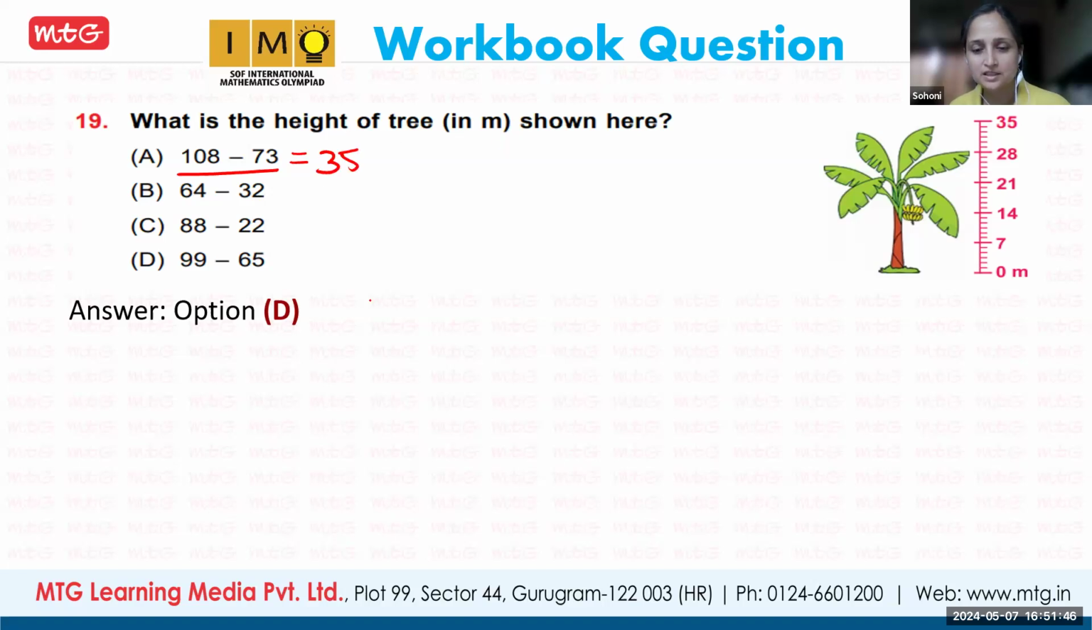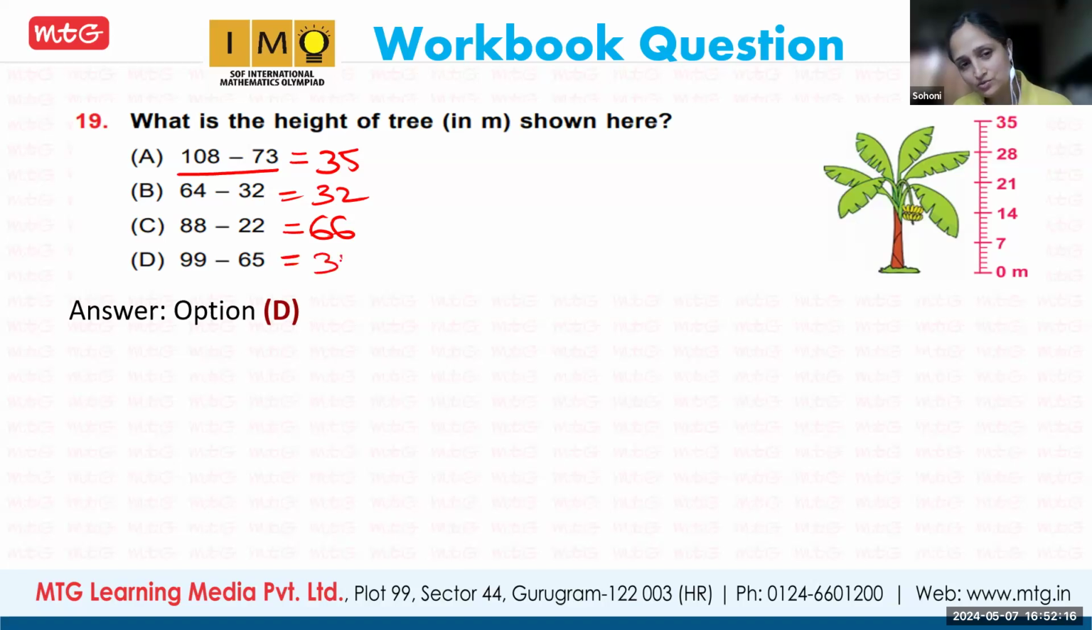Correct. Okay. Next one is 64 minus 32. Ma'am, 32. Correct. 64 minus 32 is 32. Next is 88 minus 22. Ma'am, 66. 66. And 99 minus 65.